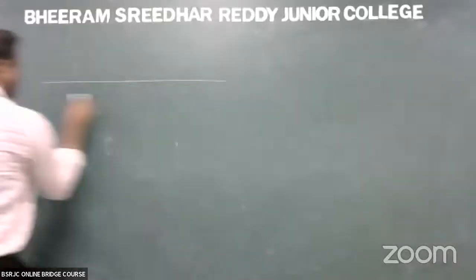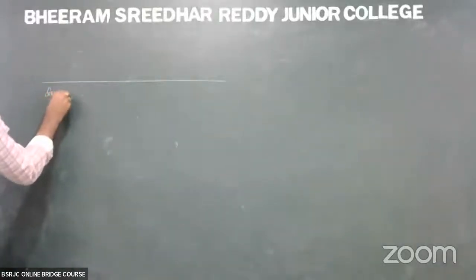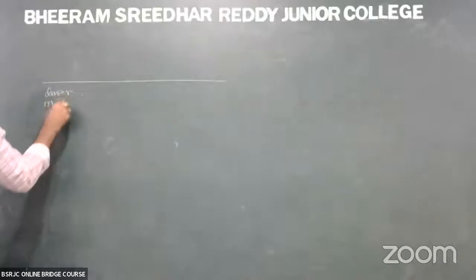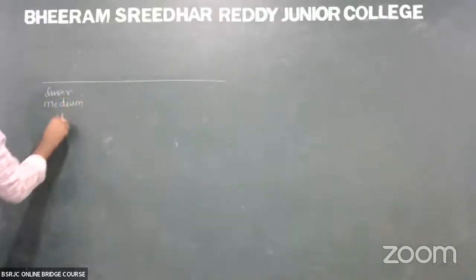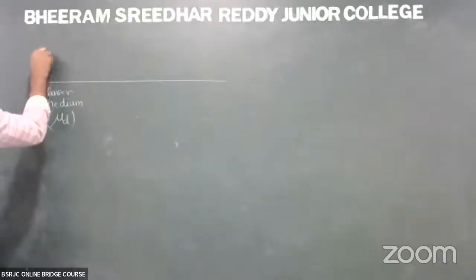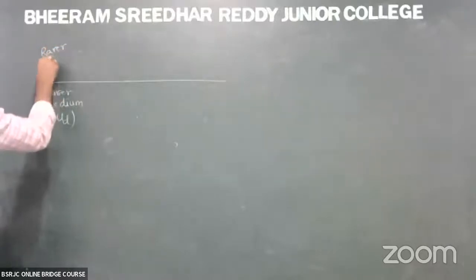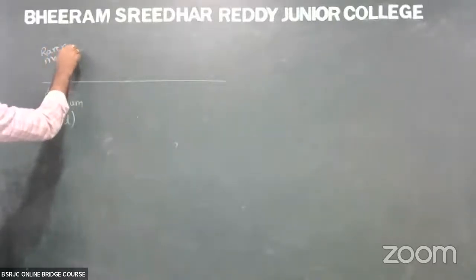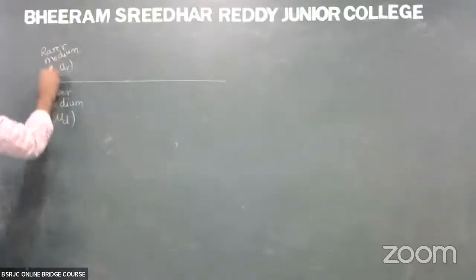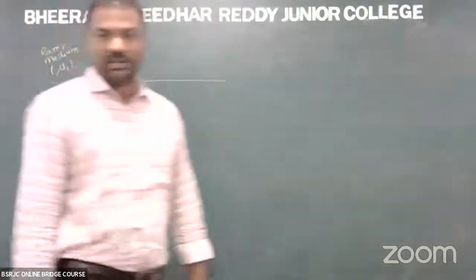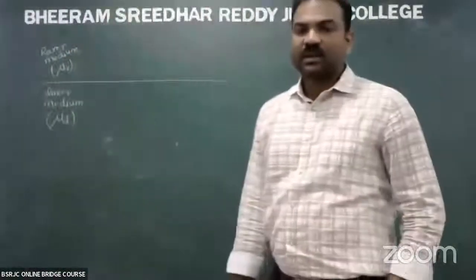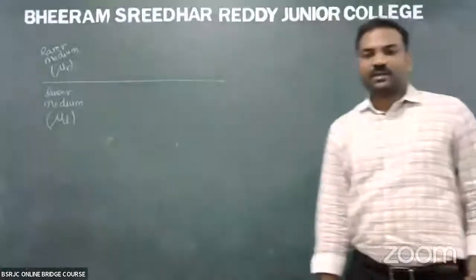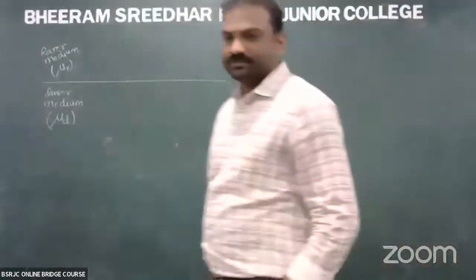This is just some denser medium, which is mu d, and this is some rarer medium. So the rarer medium refractive index is mu r. Okay, so denser medium and rarer medium.